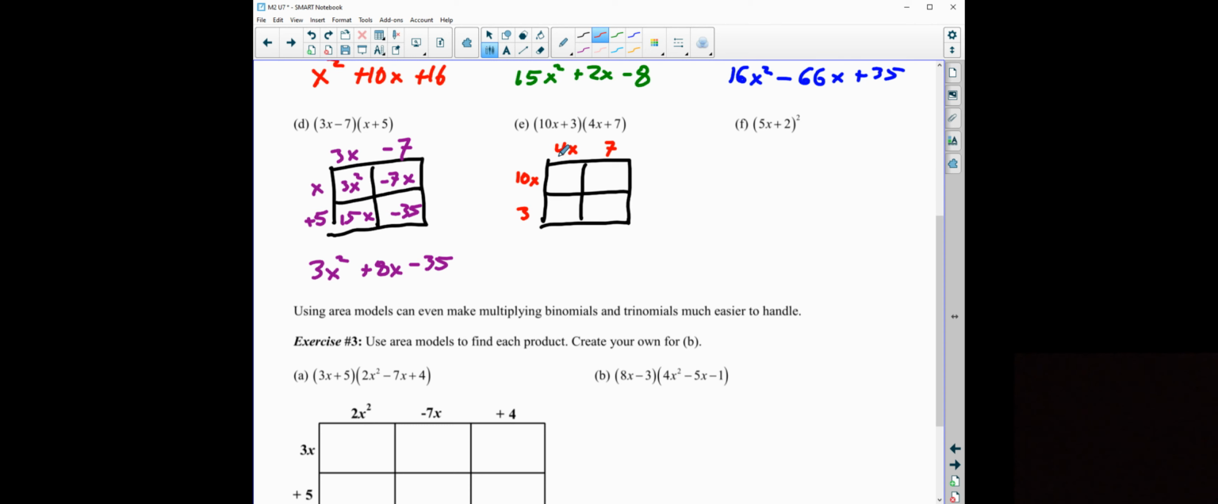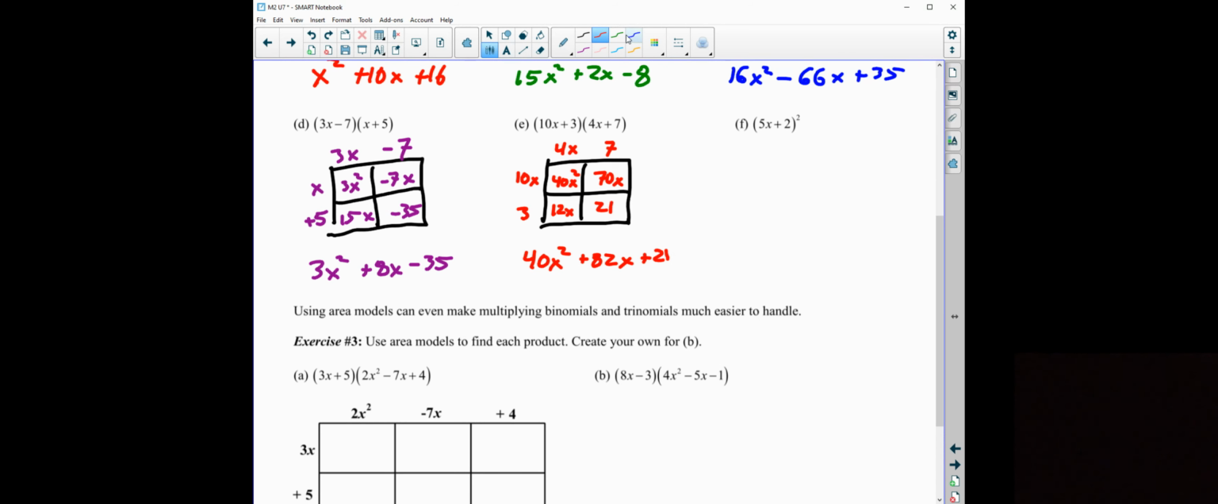Let's see. 10x times 4x, that's 40x squared. 7 times 10x is 70x. 4x times 3 is 12x, and 3 times 7 is 21. Then all I've got to do is rewrite it. I have a 40x squared that never changes. The inners, 70 and 12, that's 82. That's easy math. Plus 21. All right, I have an answer.